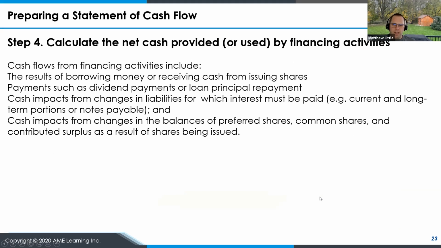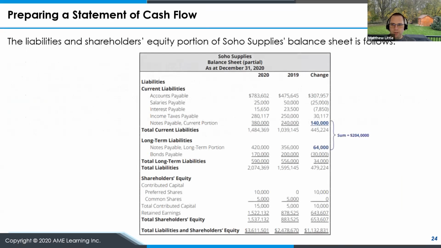Next is we calculate the net cash provided or used by financing activities. Those financing are typically, we issue shares, we make dividend payments, maybe we make bank loan or principal repayments. So if we look at the liability section of the balance sheet, you can see that the notes payable was a total change of $204,000 increase. Therefore, our notes payable increased by $204,000.